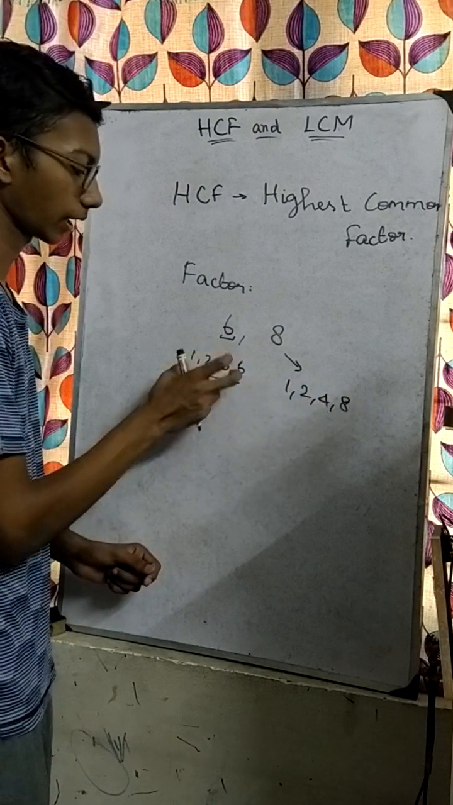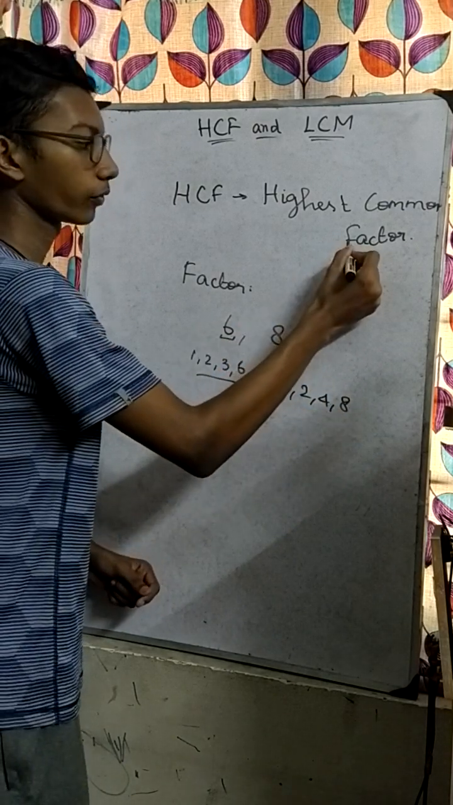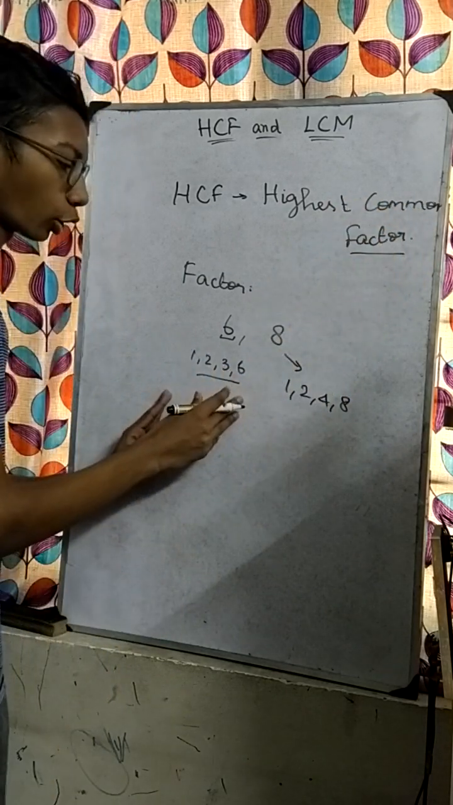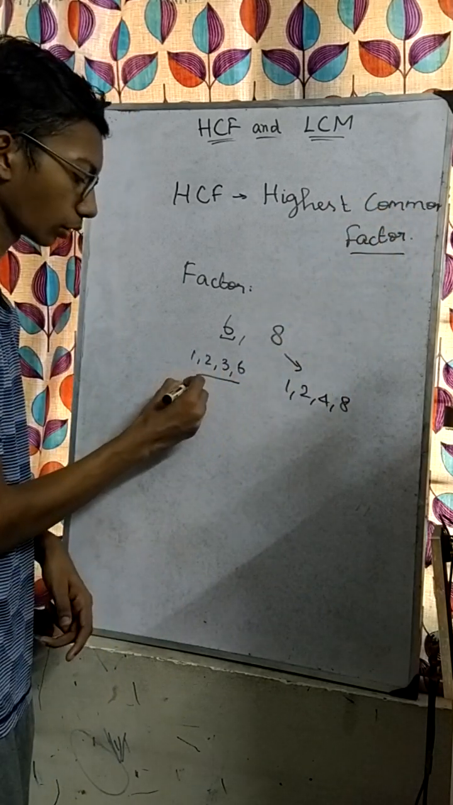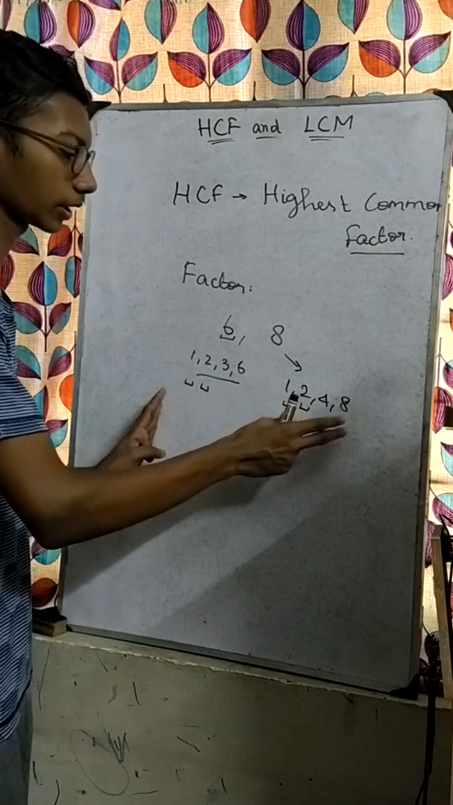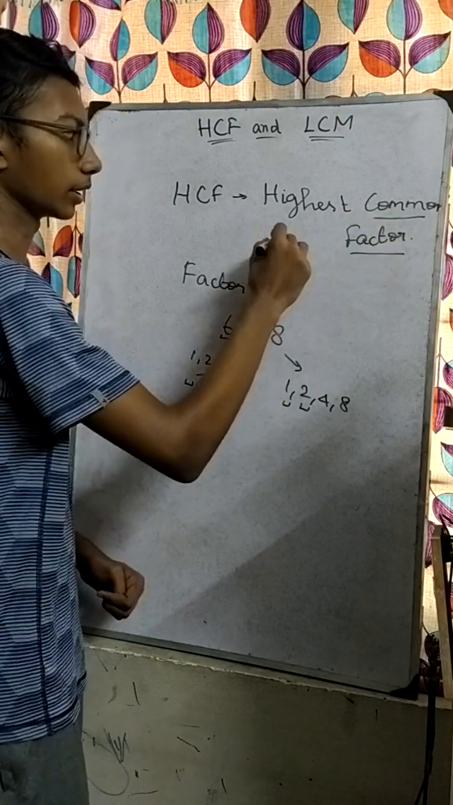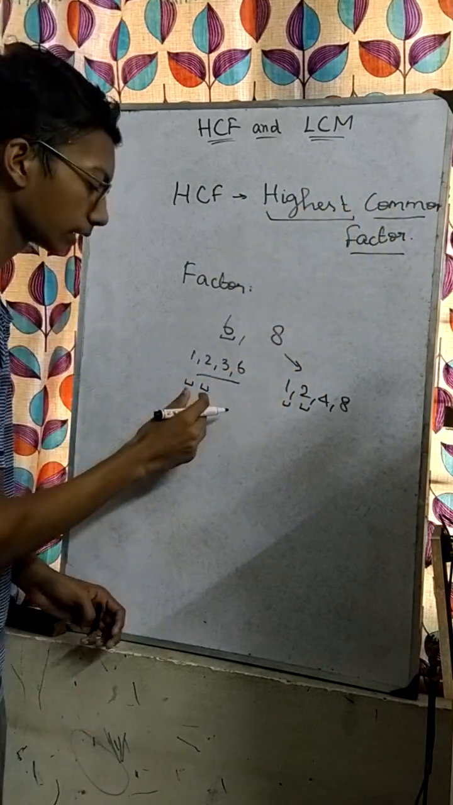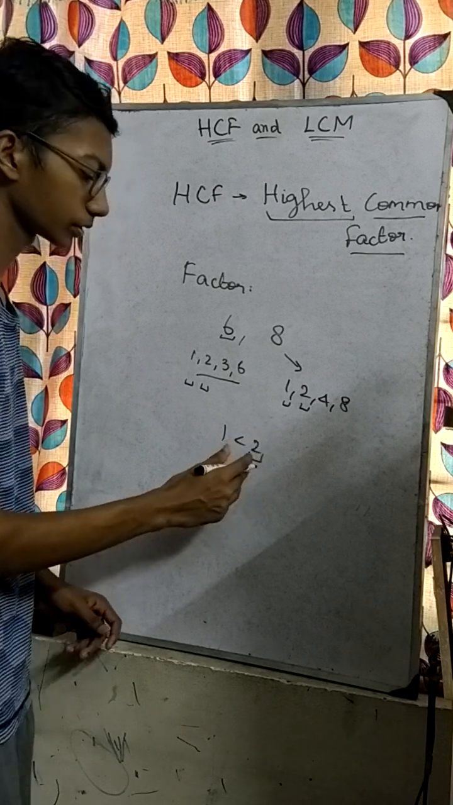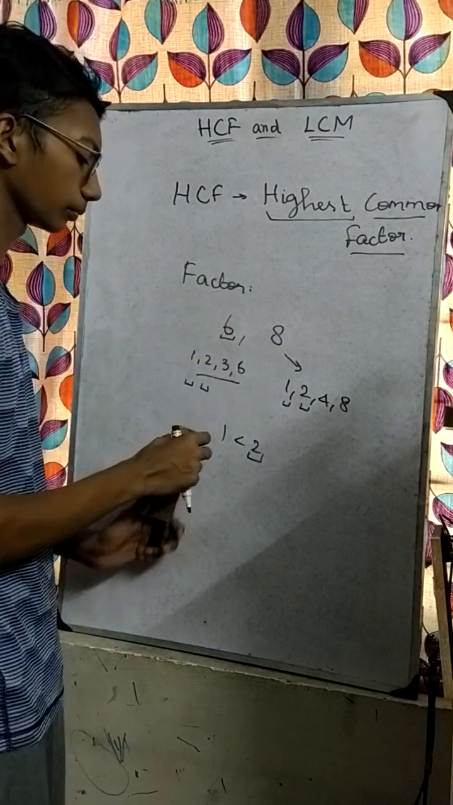So these are the factors of 6 and these are the factors of 8. So we have found out what the factors are. Now the common factor. What are the common factors here? The common factors are 1 and 2. Now the highest common factor: 1 is less than 2, so 2 is the highest common factor. So this is what HCF means.